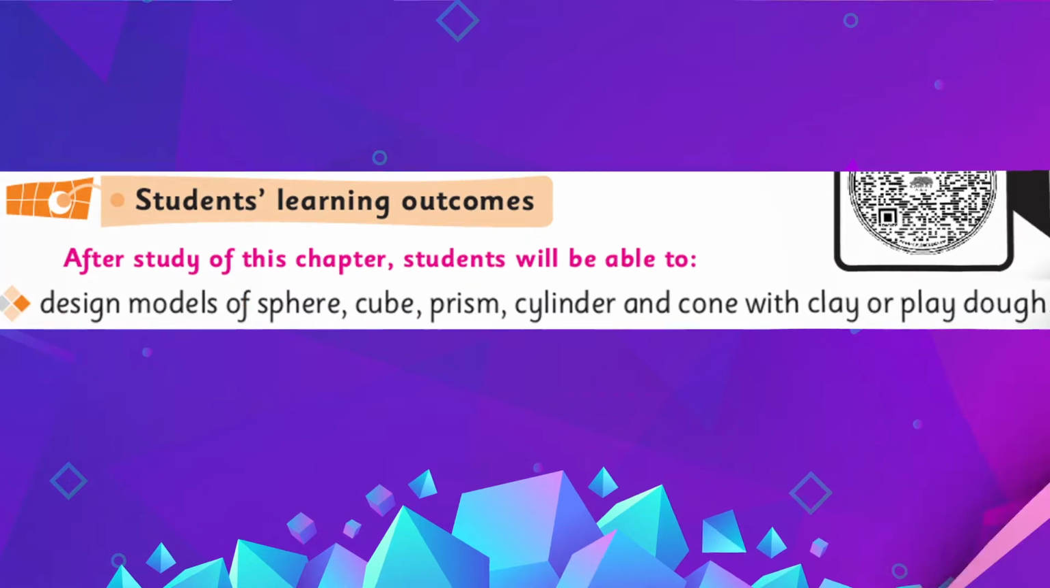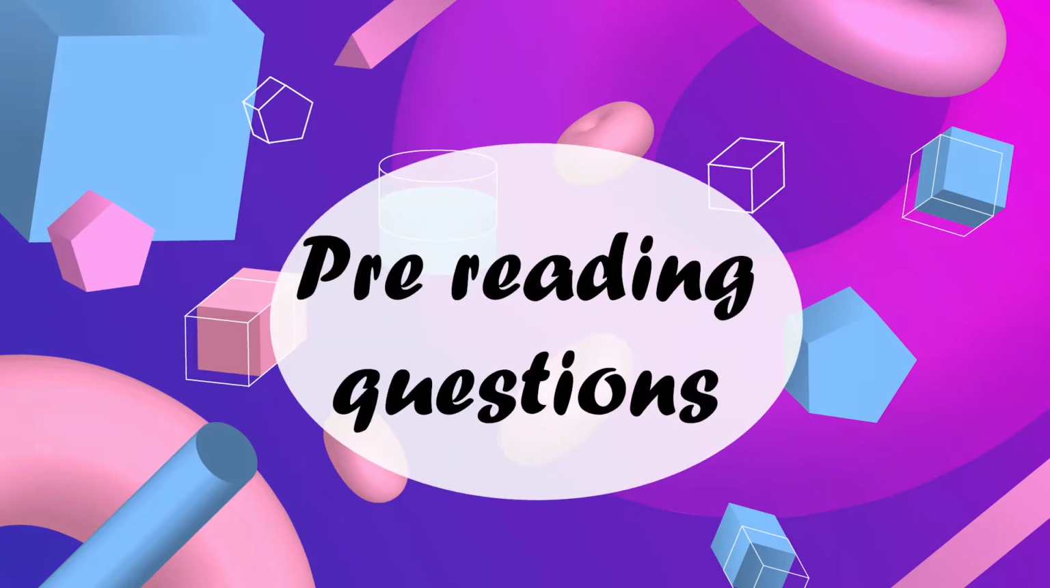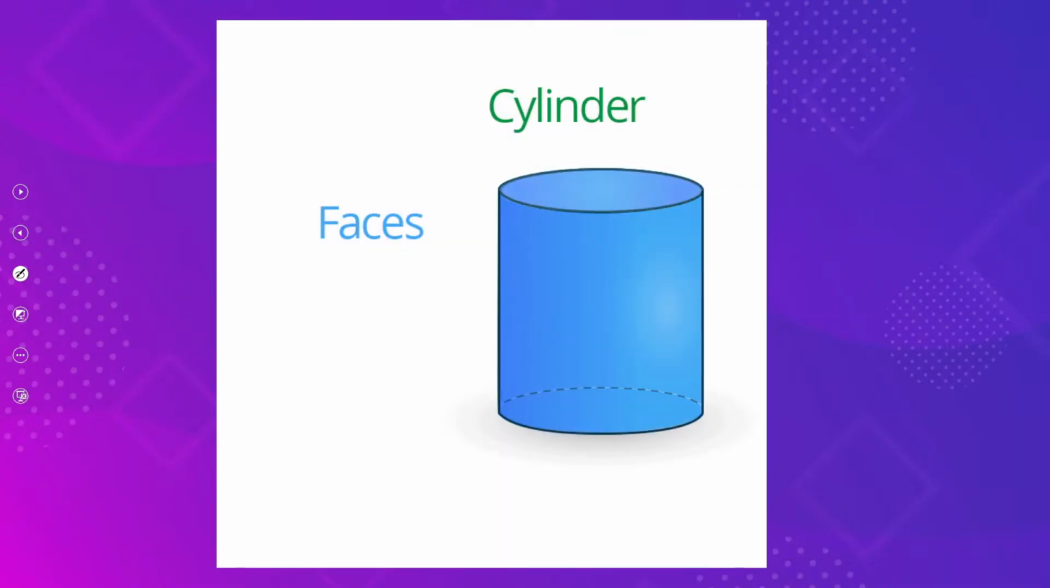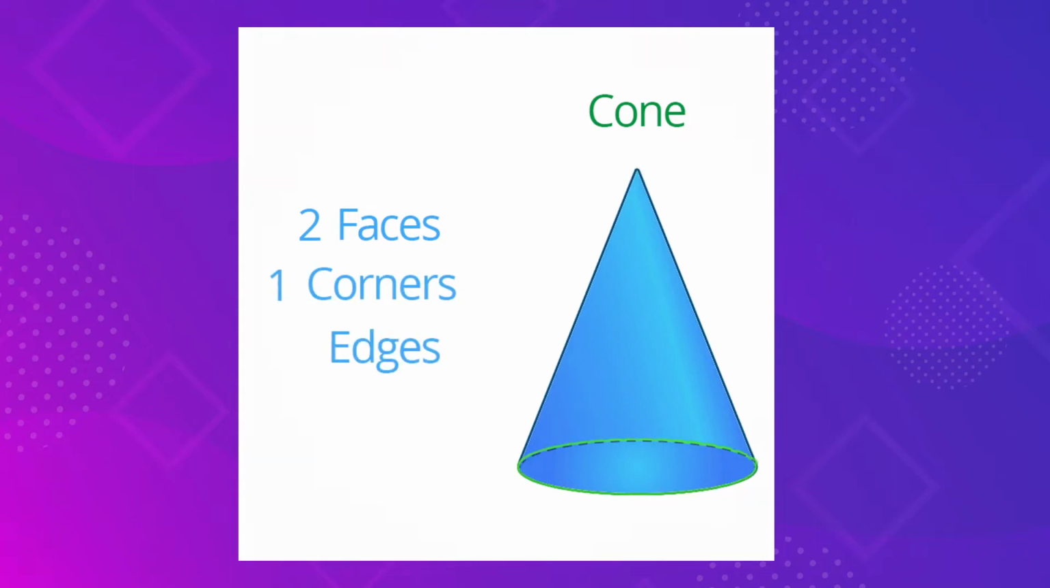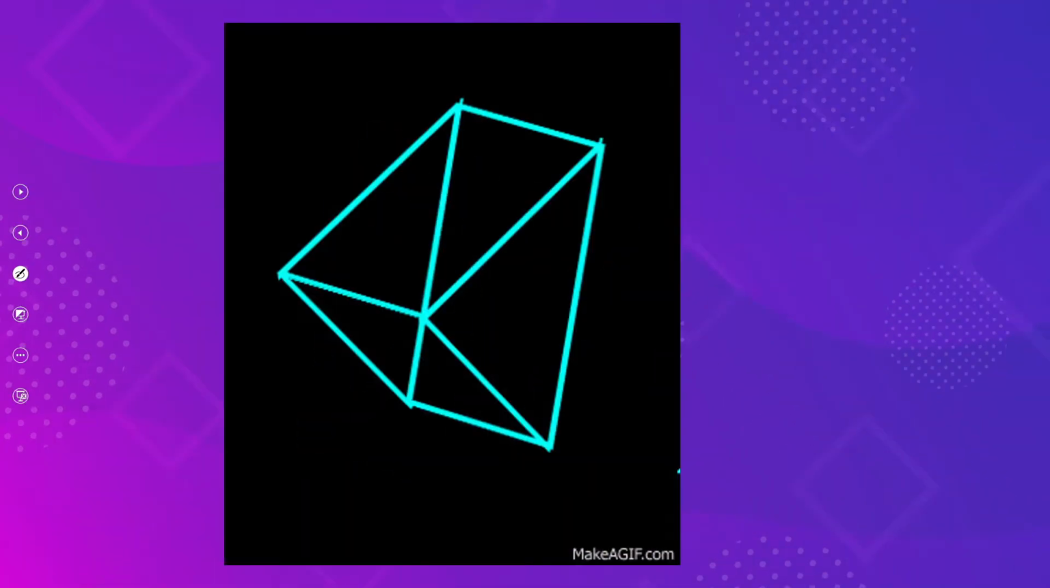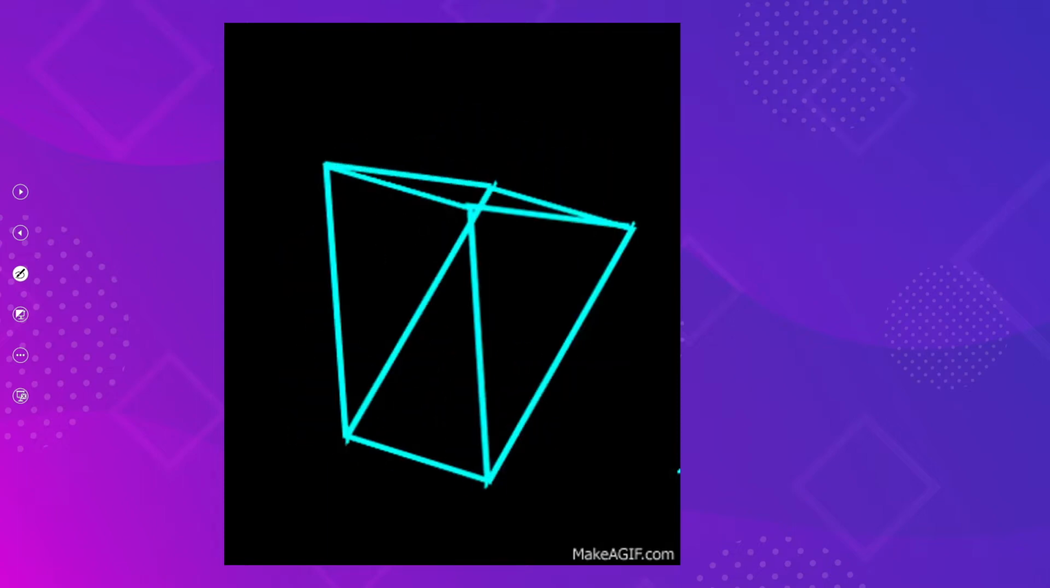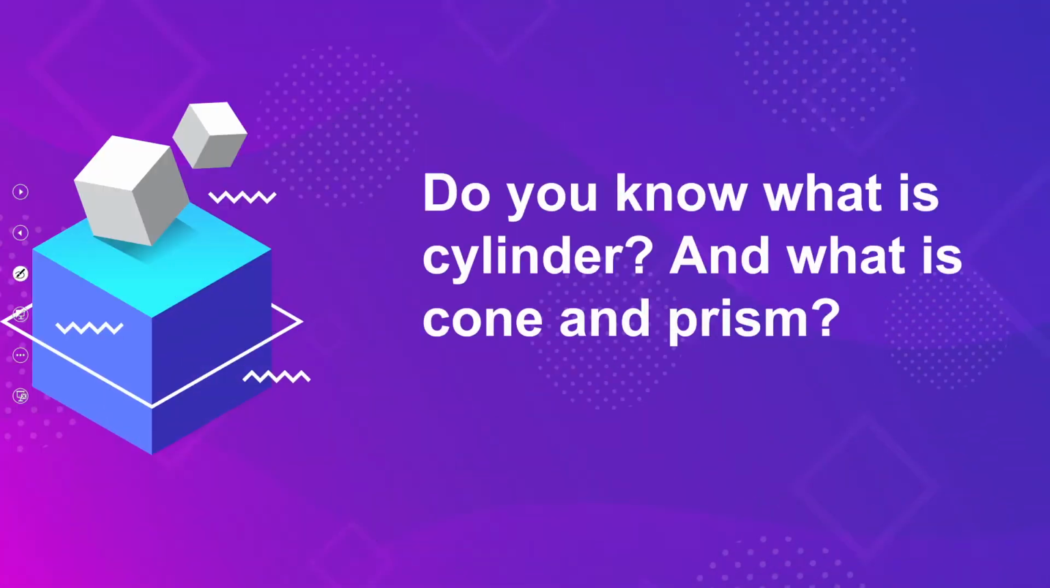So my dear students, let's get started with the pre-reading question. Quickly tell me, this is a cylinder, this is a 3D shape. Then this is a cone, a triangle that has been made in 3D form. And then comes a cube. Okay, these also have different faces that are triangles. These all are different 3D shapes.